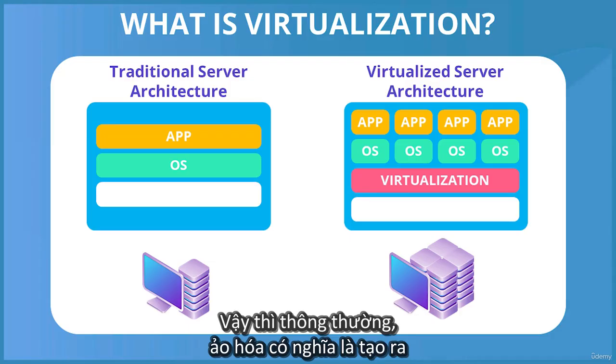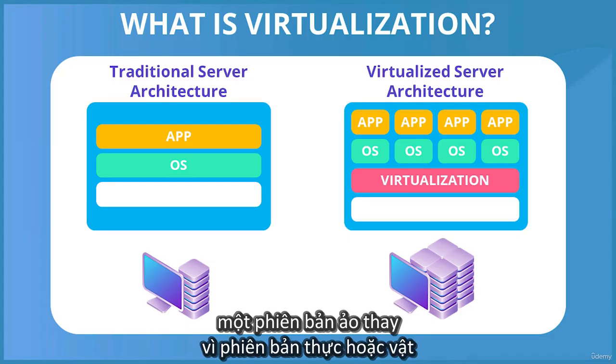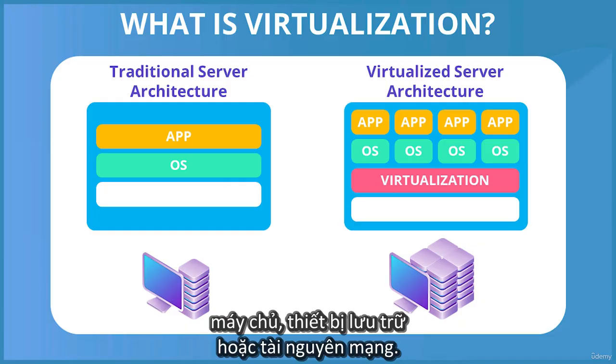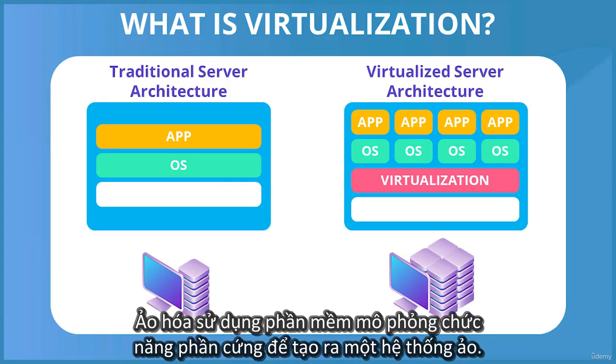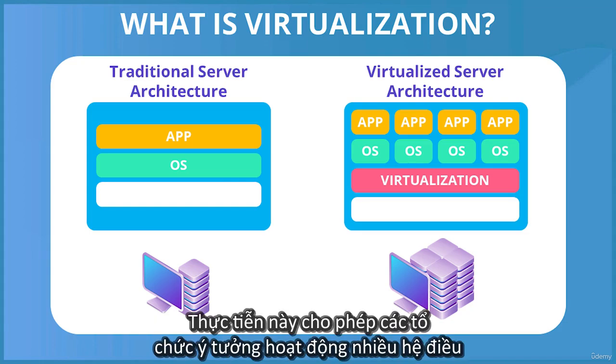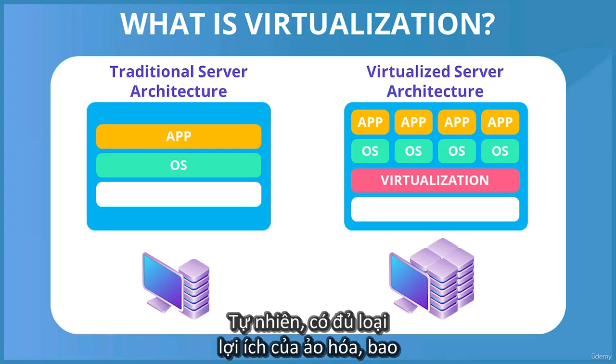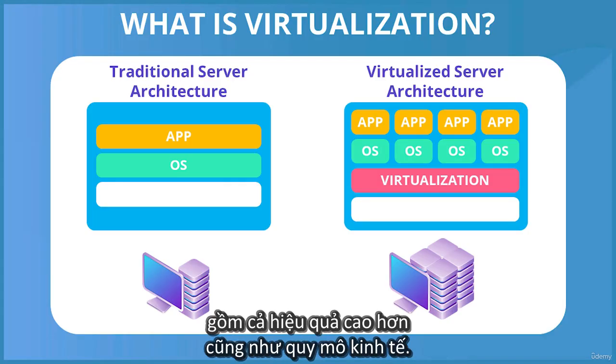So typically, virtualization means the creation of a virtual rather than actual or physical version of something, such as an operating system, an OS, a server, a storage device, or network resources. Virtualization uses software that simulates hardware functionality to create a virtual system. This practice allows IT organizations to operate multiple operating systems, more than one virtual system, and various applications, all on a single server. Naturally, there are all kinds of benefits of virtualization, including greater efficiency as well as economies of scale.